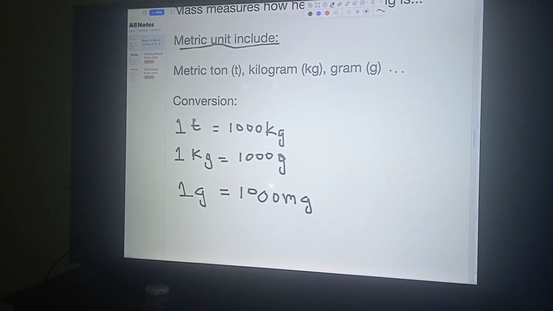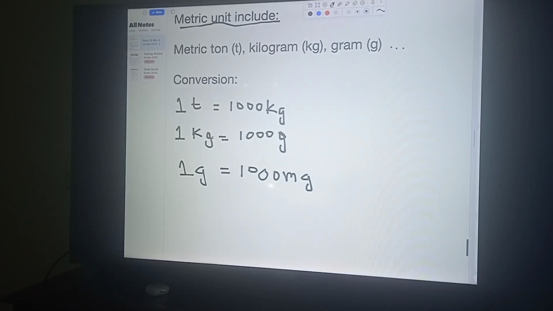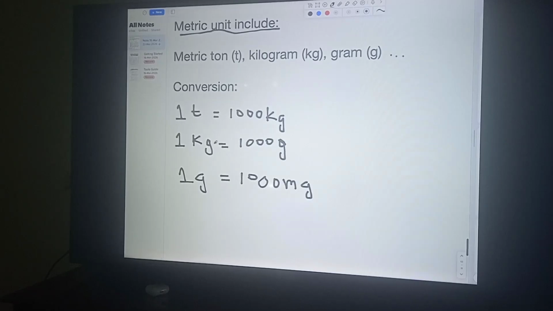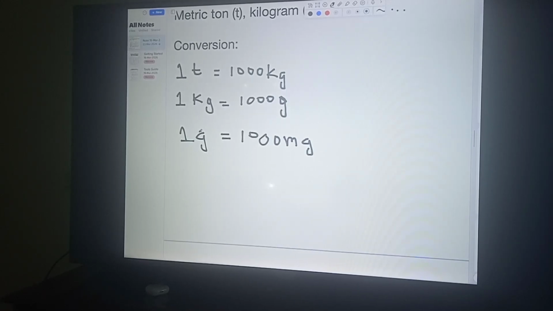So 1 ton is the huge thing, the bigger thing, which can be loaded in trucks, etc. 1 kg, you can hold it in your hands. 1 gram is then further smaller in weight than kilogram, so some things you can buy in gram. And then mg is further the smaller unit of gram.